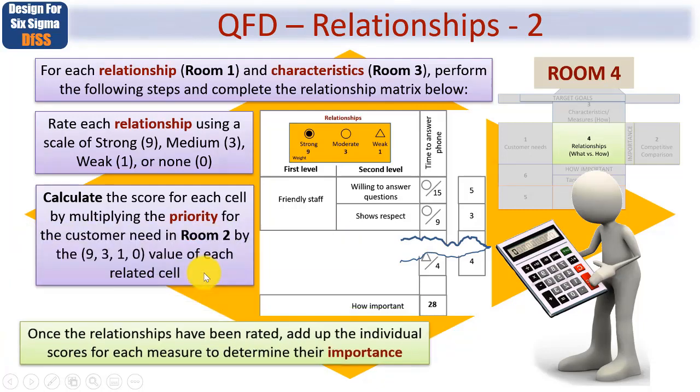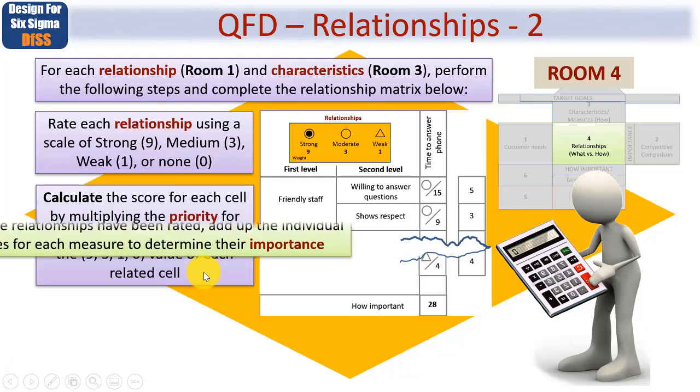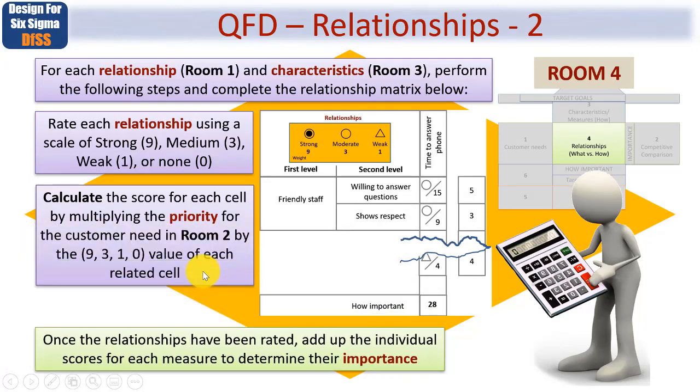Once the relationships have been rated, you then go on to add up the individual scores for each measure, in this case time to answer the phone, and determine their importance. This one has scored 28. And again, to remind you, there would be a lot more rows here. I'm just showing you the principle. So now in Room 4, we have a good understanding of the relationships between the what versus the how.